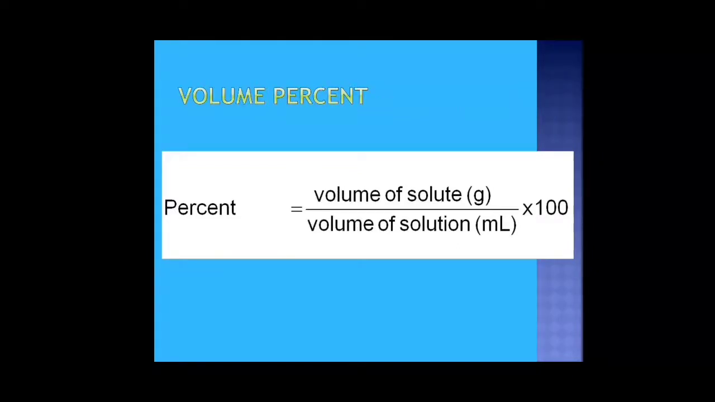Now let's see the volume percentage. Suppose you want to know the volume. So volume of the solute upon the volume of the solution into 100 will give you the volume percentage.